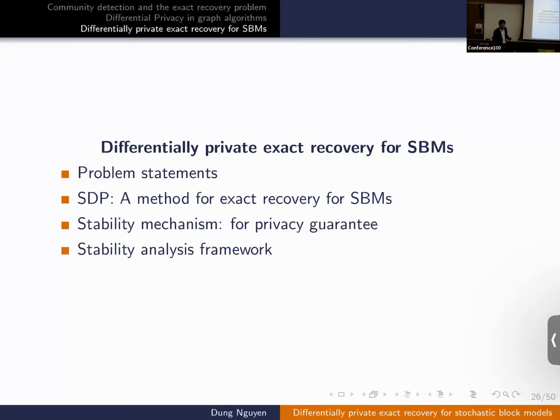So I will skip some slides and talk about community detection, especially the exact recovery problem under the SBM with differential privacy. Then I will try to explain the semi-definite program, which is a way to solve exact recovery in both the non-private and private settings. And then I will explain how it fits into a privacy-preserving algorithm, and how we analyze the private algorithm to achieve exact recovery.